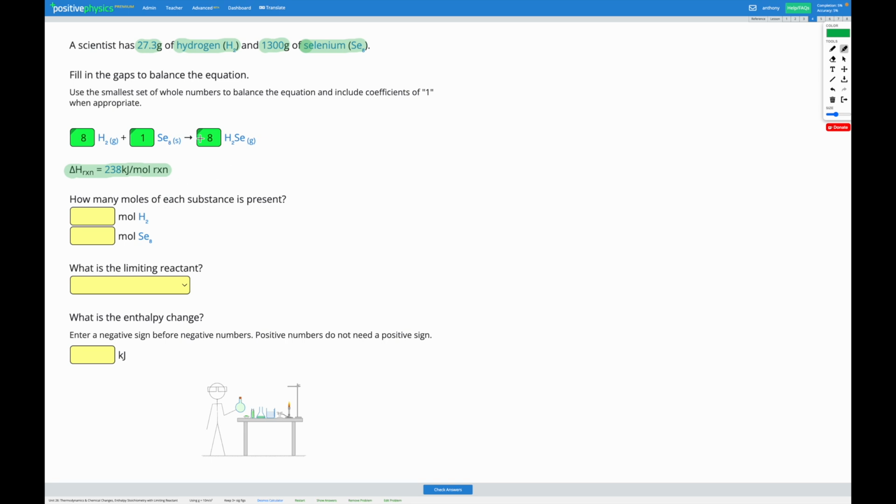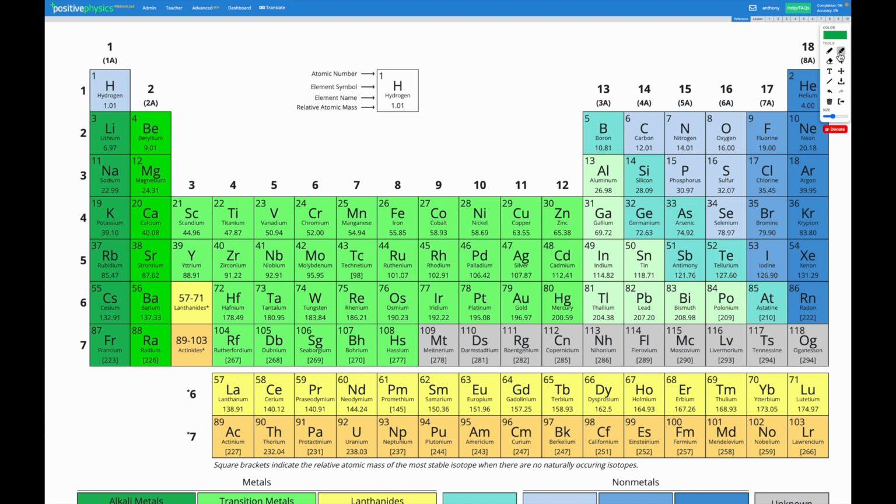Our first step is to figure out how many moles of each reactant we have present. So we're going to need to find the molar mass of H2 and Se8. Here's hydrogen. It has an atomic mass of 1.01, and here's selenium. It has an atomic mass of 78.97. So for H2, that's going to be 2 times 1.01, which is 2.02 grams per mole.